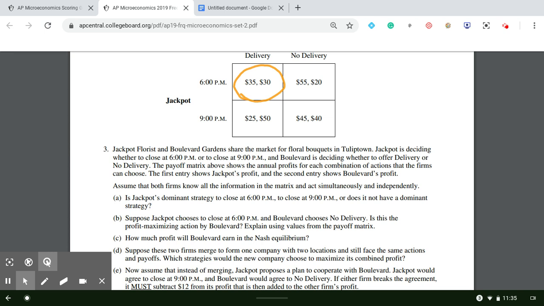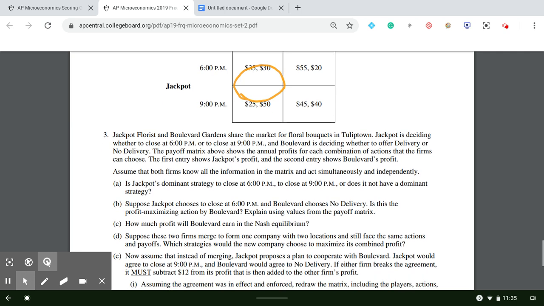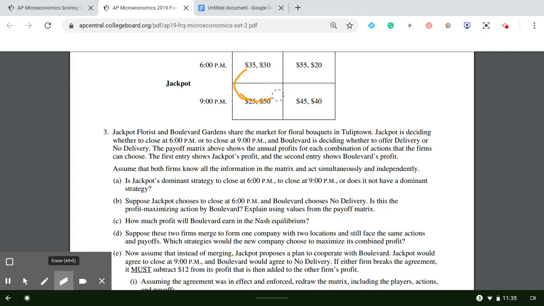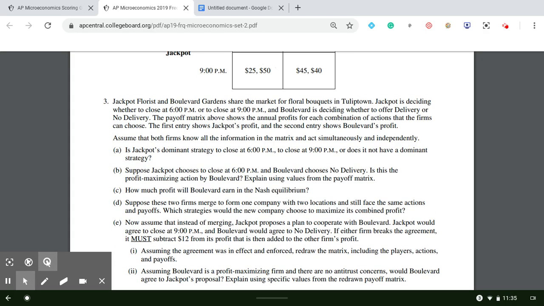And you can see that there's no reason to cheat, because if Boulevard decides to cheat, they would lose $10 at no delivery. And if Jackpot said, hey, we're going to close at 9 p.m., well, that serves them no good. They're going to lose $10 as well. So, anyway, that is the Nash equilibrium. So, the profit earned by Boulevard in the Nash equilibrium is $30. And you're going to have to use dominant strategies to figure that out and to show that. It was kind of nice. This question pointed you towards that direction.